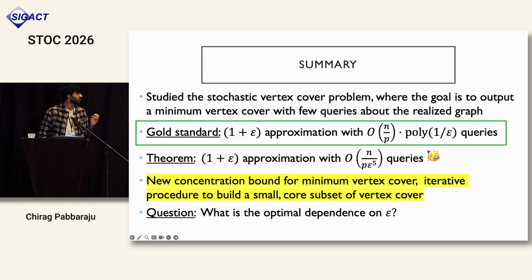But what's still open is what is the tight dependence on the approximation factor epsilon. And it seems like, at least via our techniques, there is some slack. Maybe the right dependence, at least through our technique, should be something like n over p epsilon squared. I don't know if we can do anything better using our techniques, but even so, there's still some gap there. But that's all I wanted to say. Thank you so much.